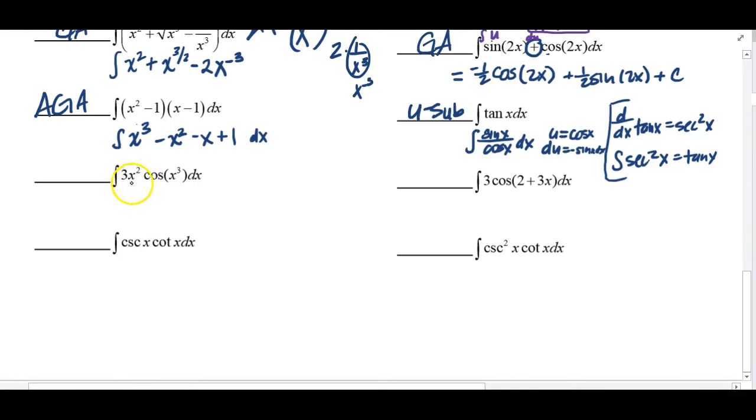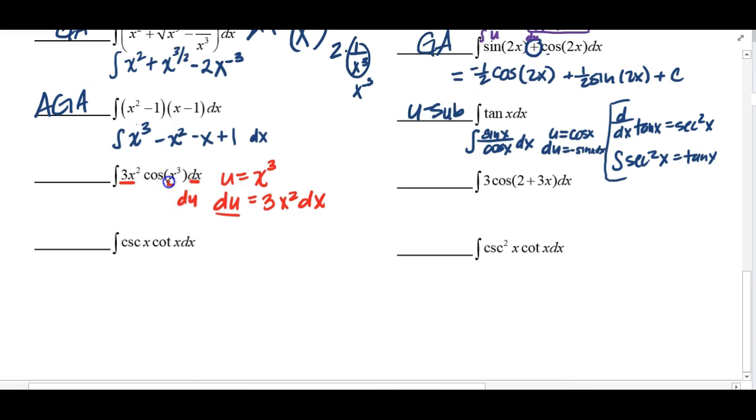Alright, we have the integral of 3x squared times cosine of x cubed, and then we have 3 cosine of 2 plus 3x dx. Alright, so this one, no general antiderivative. There's no algebra I can do, so I'm stuck with U-substitution, and my u is going to be the inside of cosine, x cubed, and we know it's a good u because du is exactly what's left over outside of cosine. It's 3x squared dx. So 3x squared dx is du.